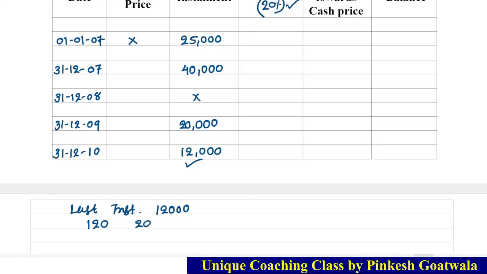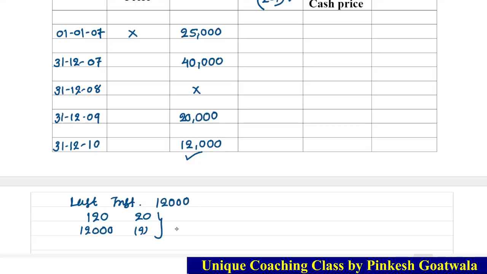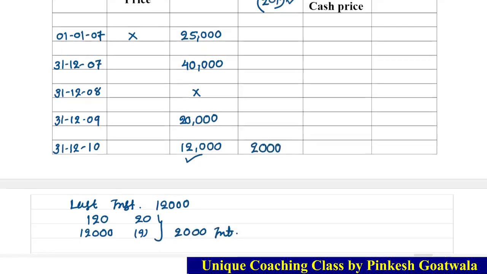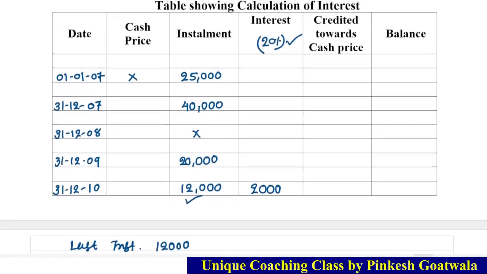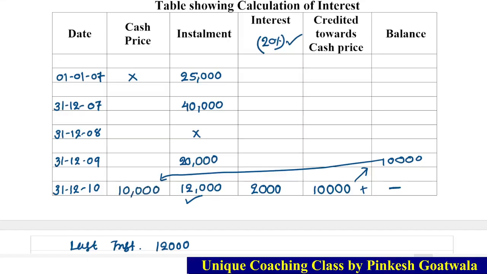So 120 20. In case of 12,000, what will become? Here you will get 2,000 interest. So for our last installment, interest we get is 2,000. So here 10,000, and we know that here always a dash will come, right? In the last, a dash always comes, and the total of both is the balance, and this balance is transferred to next year, right?